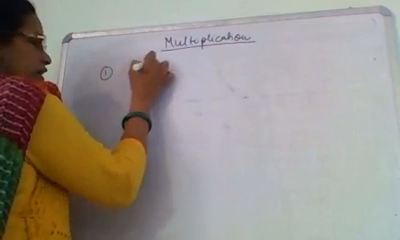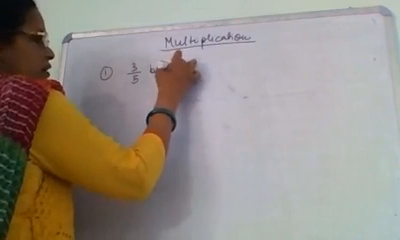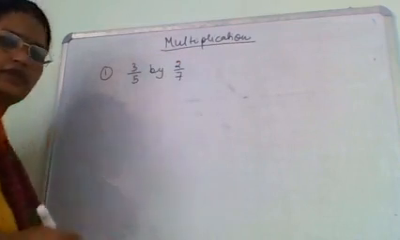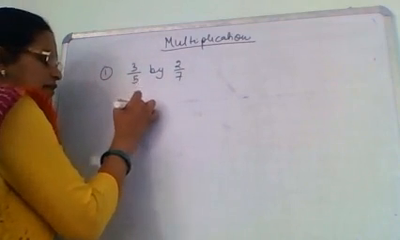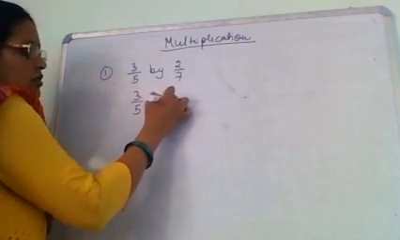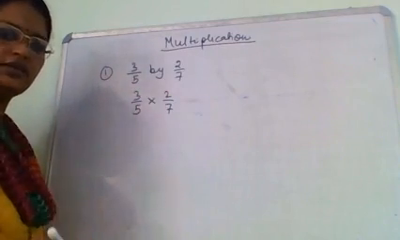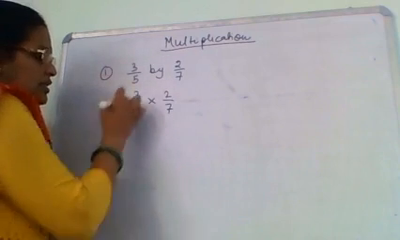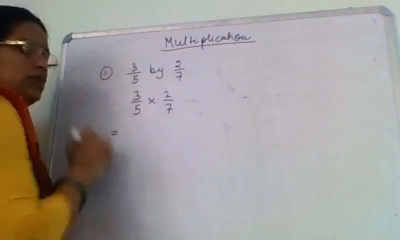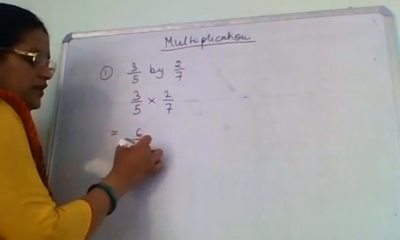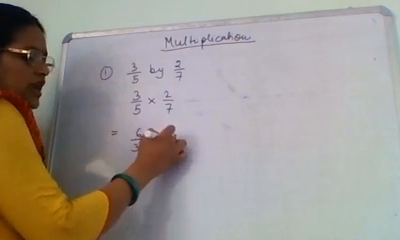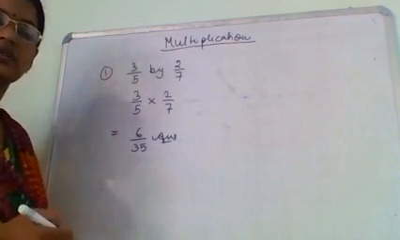If you have to multiply 3 by 5 by 2 by 7, what will you do? 3 by 5 into 2 by 7. Answer, numerator multiplied by numerator. 5 7s are 35. It's in standard form. We can write down this.